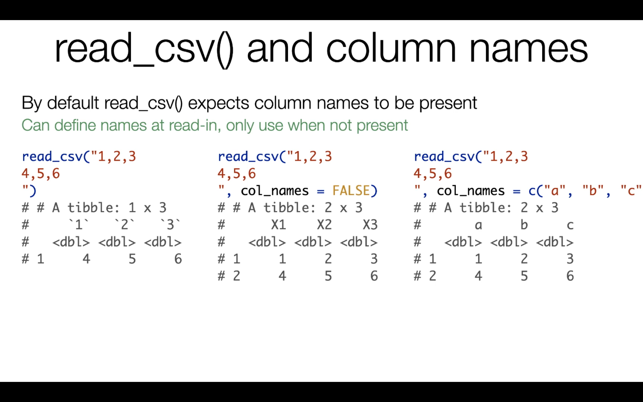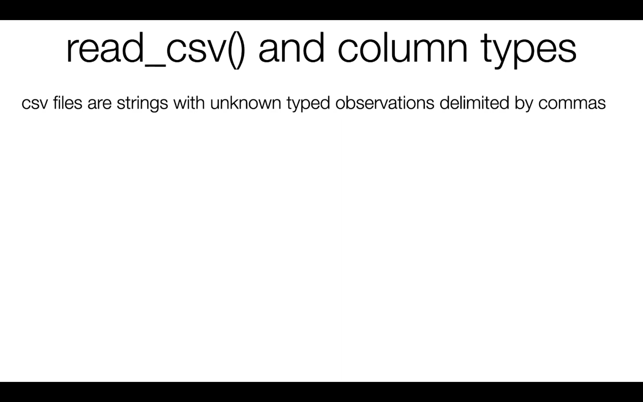Now, onto column types. CSV files are actually strings, and so their individual elements are unknown typed observations, right?